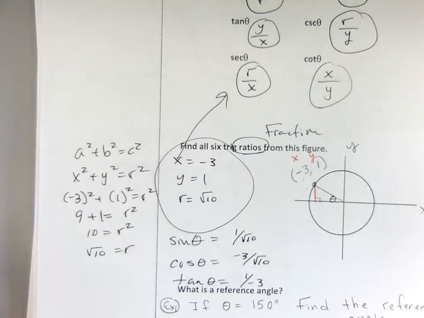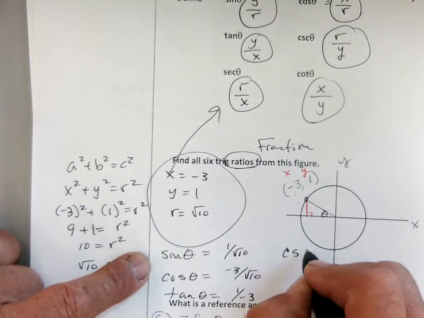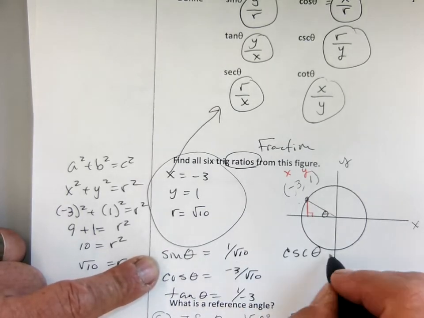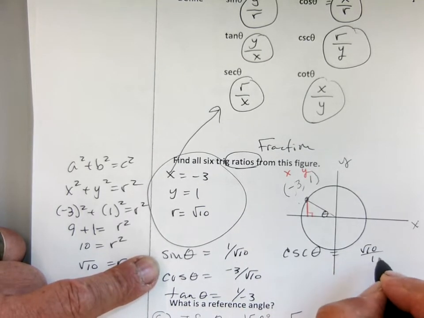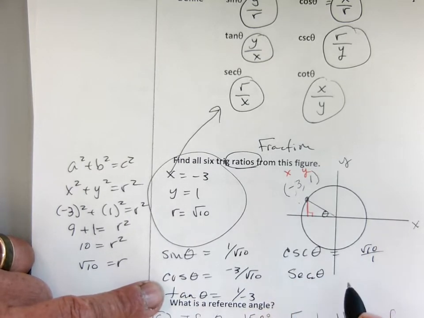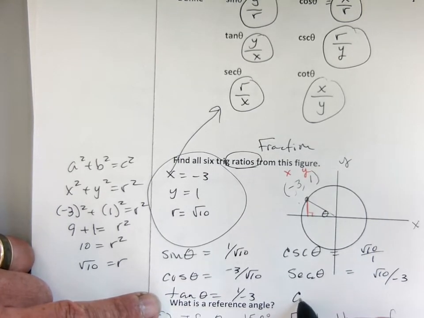Same stuff, right? And then, of course, sine, if I want to find the cosecant, cosecant's the reciprocal of sine, so it's just going to be the square root of 10 over 1. And secant of theta is just the reciprocal of cosine, so it's just going to be the square root of 10 over negative 3. And then cotangent, which is the reciprocal of tangent, is going to be negative 3 over 1. Pretty easy?